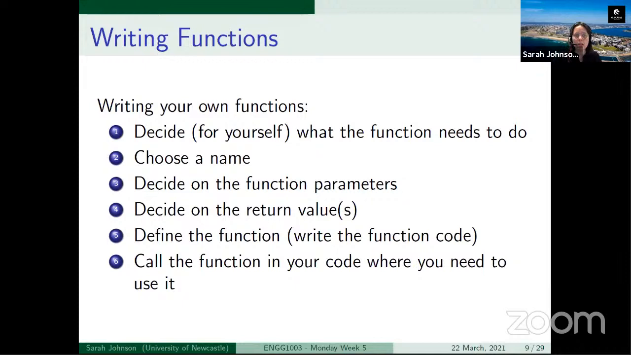Then you choose a name, hopefully a name that's a little bit descriptive. Then you decide on what the function parameters are. So what information is the function going to need in order to be able to do the job that you want it to do? You need to decide on what the function needs to return. So what is it that the code that's calling this function is going to need to know after the function's finished? Then you need to define the function, which means write the code that tells Python all of these pieces of information. And finally, after the function's defined, you can call it in your code wherever you need to use it. You can call it just the way you call the print function or the cos function or the sine function, by writing its name and by giving it some arguments.